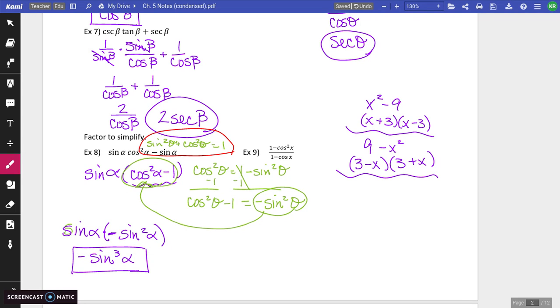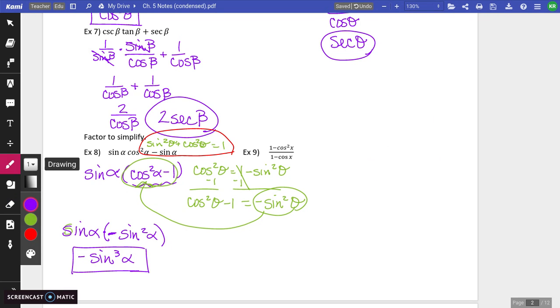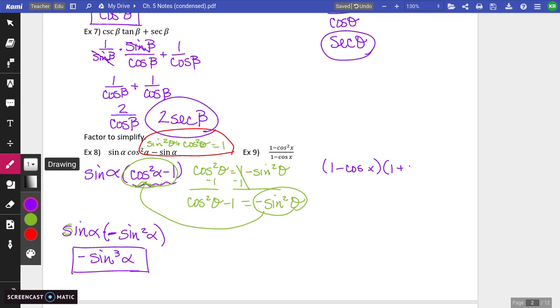Look at this 1 minus cosine squared. This is a difference of squares pattern. I'll show you how it factors. This is going to factor to 1 minus cosine x times 1 plus cosine x.